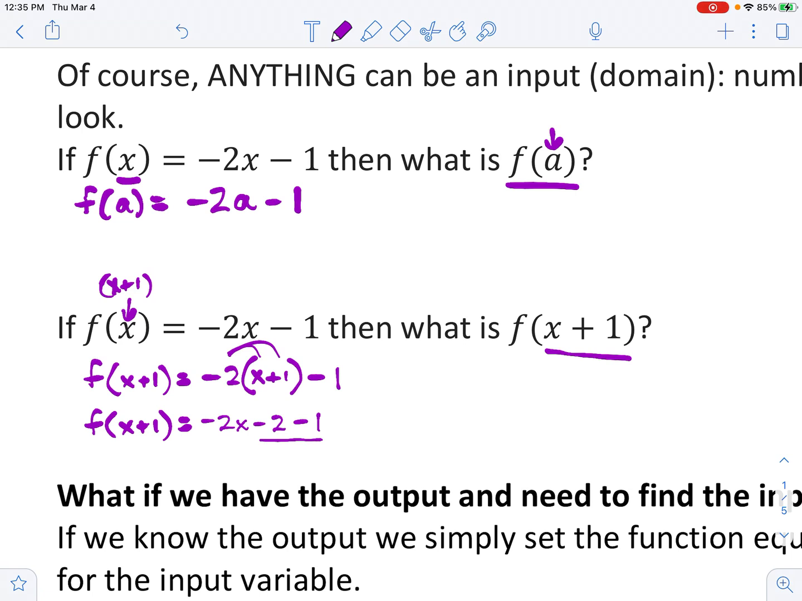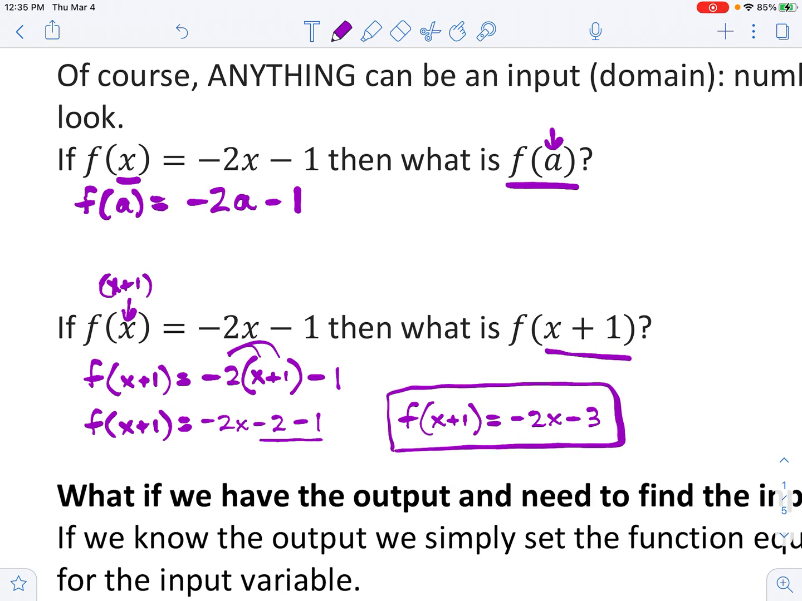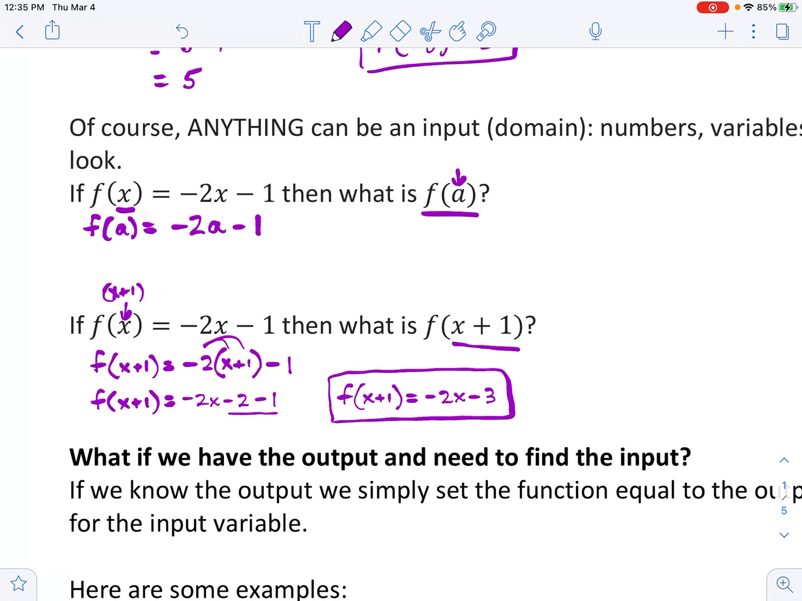And then we do have some like terms we could combine together. So f of x plus 1 is going to be equal to negative 2x minus 3. So when we input x plus 1 into function f, the output is negative 2x minus 3.